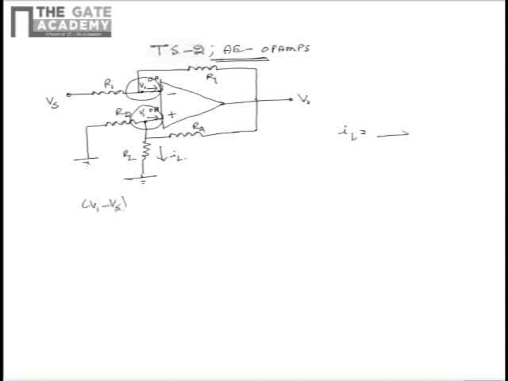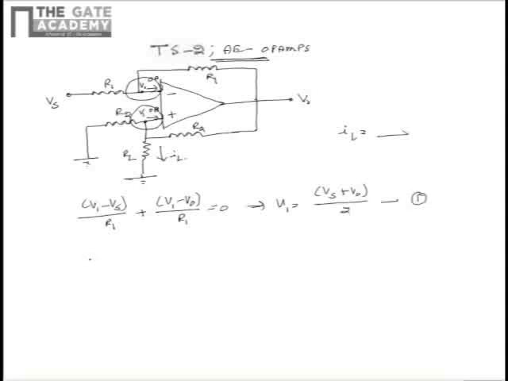V1 minus Vs by R1 plus V1 minus Vo by R1 is equal to 0. This upon simplifying becomes V1 is equal to Vs plus Vo divided by 2. This is equation number 1.